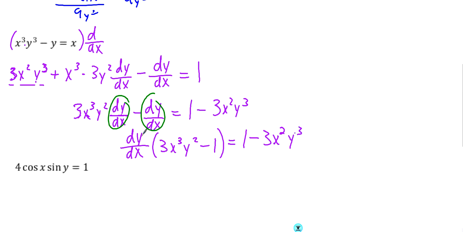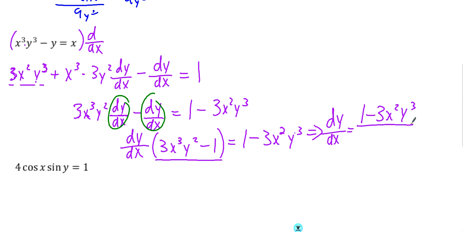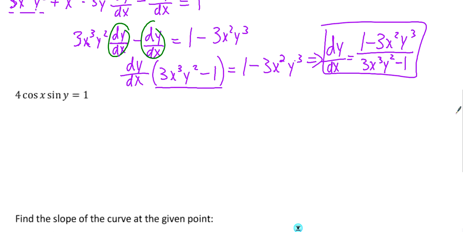Remember, we're trying to get dy over dx by itself, so we're going to divide by all of this. So our final answer is dy over dx equals 1 minus 3x squared y cubed over 3x cubed y squared minus 1. And that is our final derivative, dy over dx by itself. Okay? So in this one, we actually had two terms, which means we had to factor out the dy over dx right here, and then divide by that whole amount to get dy over dx by itself.